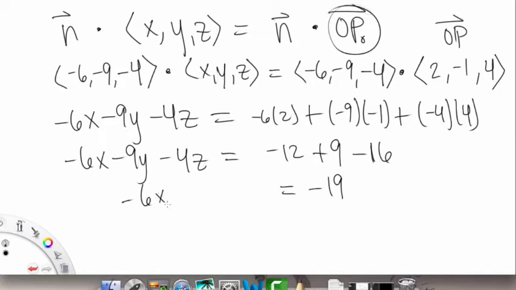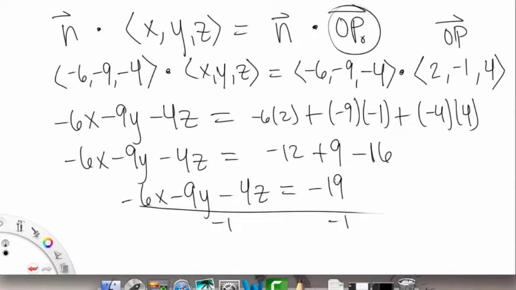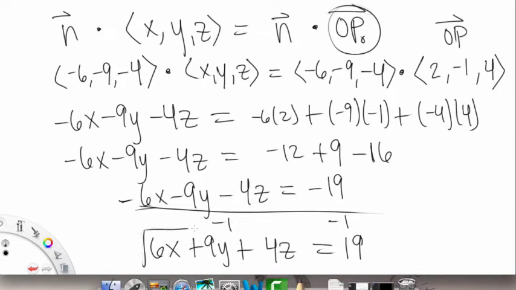And then on the left side we have the same thing. And as you can see here, we can just divide everything by -1 because I don't like negative signs. And it just looks nicer. So 6x plus 9y plus 4z equals a positive 19. Okay? So this is our equation of the plane.